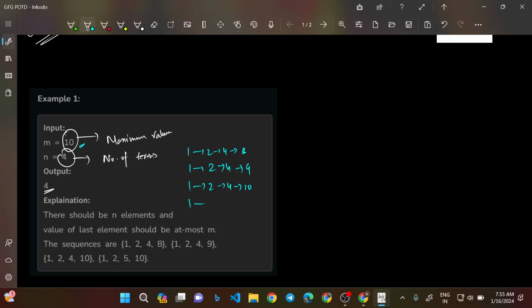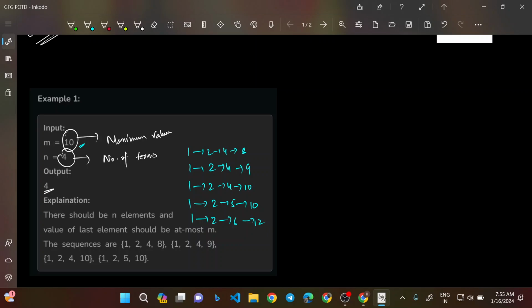And now it's done. After 2, we can even go with 5, because even 5 is greater than or equal to 2 times 2, right? So you can go with 5, and then you can go with 10, isn't it? That is also fine. But can you go with 6? 1, 2, 6. Is that possible? No, because after 6, what is the least term that you can put? 12. But 12 is actually exceeding 10, isn't it? So that is not possible.